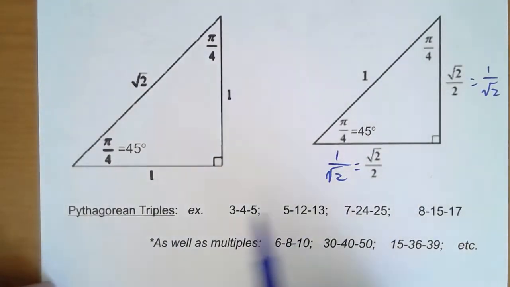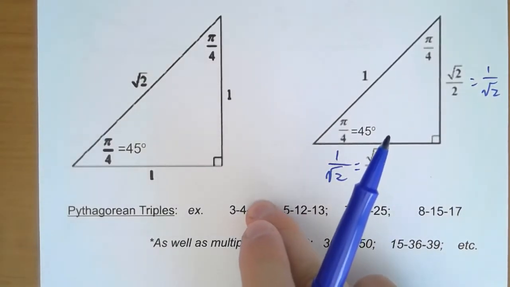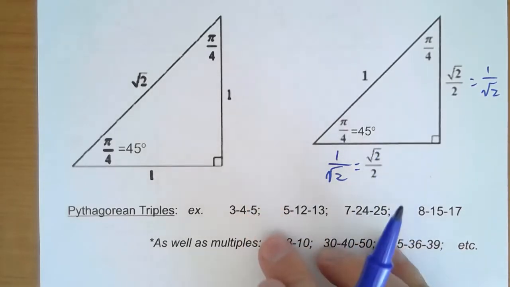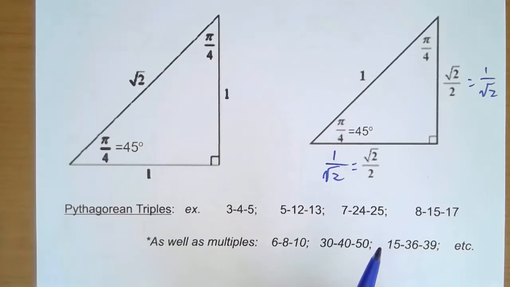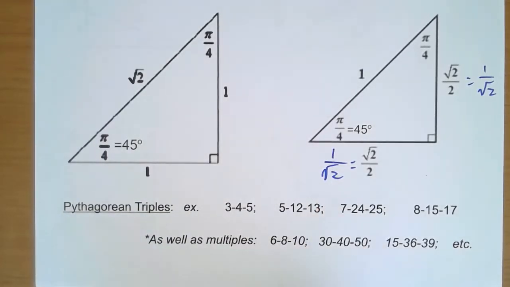Also, there are these Pythagorean triples. You don't have to know these, but they just save you some time. So if you had, for example, a right triangle where 2 of the legs were 3 and 4, you wouldn't have to do the Pythagorean theorem to find the hypotenuse. You would know that the hypotenuse would be 5. If you had a right triangle where the hypotenuse was 25 and one of the legs was 24, you wouldn't have to do the Pythagorean theorem. You could just know that the other leg was 7.